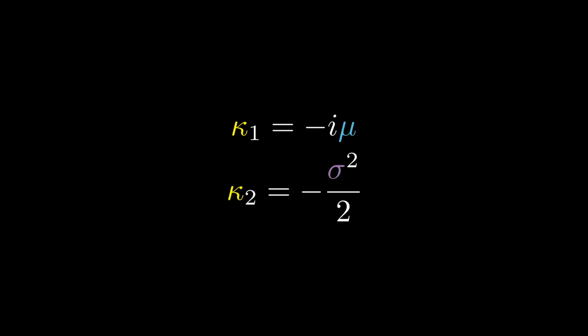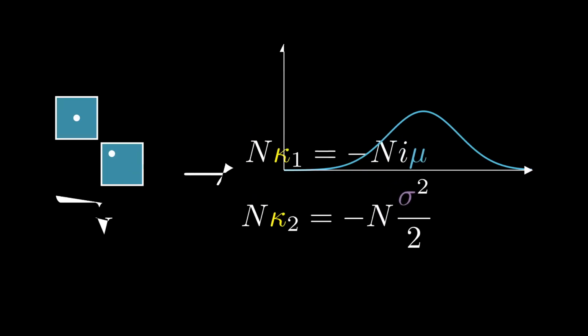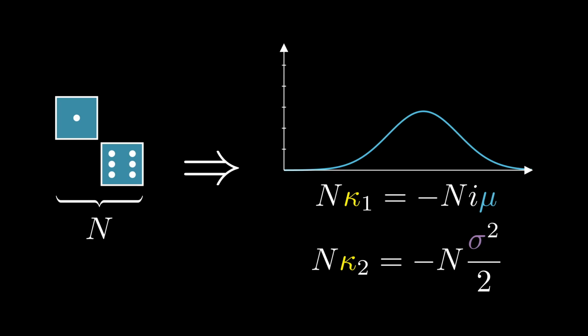Now, remember how we showed that if we added n dice together, each coefficient of the power series would be multiplied by a factor of n. Since these coefficients include the mean and variance, it logically follows that when you add n dice together, their mean and variance will also be multiplied by n. So the mean and variance of the sum of n dice will always equal n times the mean and variance of a single die.